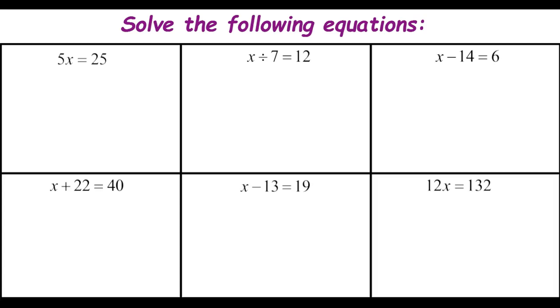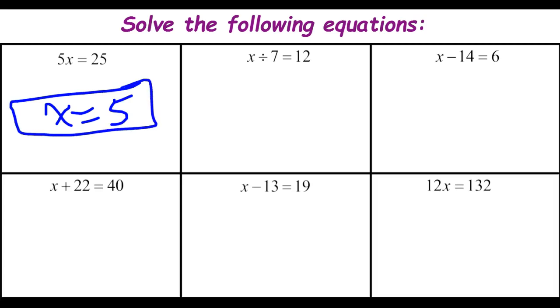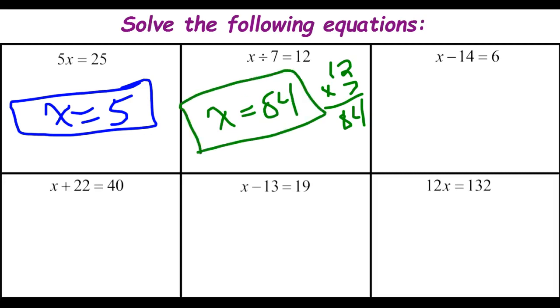So in the upper left-hand corner, we have 5 times x is equal to 25. In order to make that happen, x has to be equal to 5. So that's 25 divided by 5. In the middle on the top, we have x divided by 7 equals 12. Now we need some number that when we divide it by 7, we get 12. So 12 times 7 is 84. Therefore, x is equal to 84. And we can double check by putting 84 back into the equation. 84 divided by 7 is, in fact, 12.